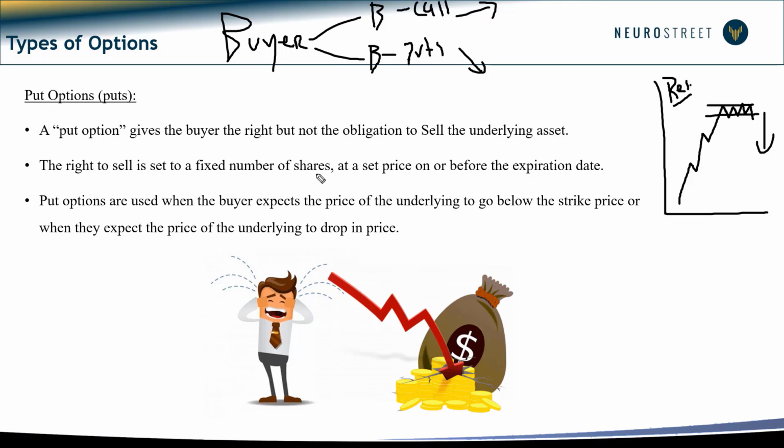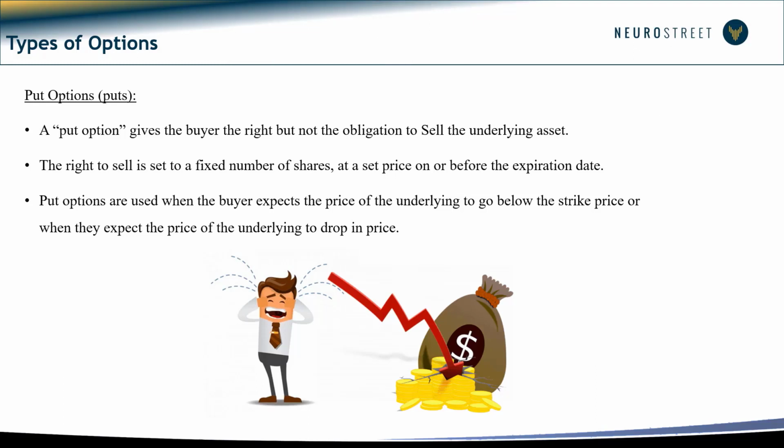Okay, so what this means is you have the right, but not the obligation, to sell the stock. So the right is to sell a fixed number of shares at a set price on or before the expiration date. Put options are used when a buyer expects the price of the underlying to go below the strike price. Okay, so let's keep it simple. Show you an example.